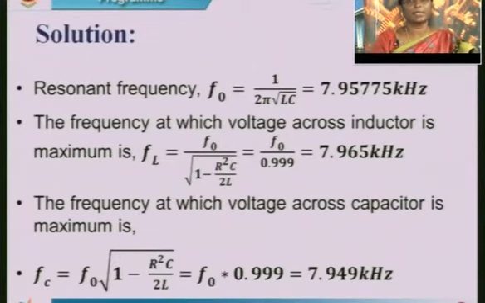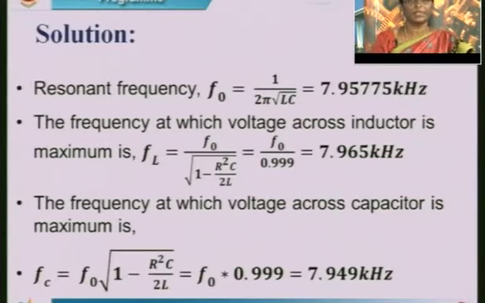It is R square C by 2L. L is 0.04, R is 25 and C is 0.01 microfarad, that is 10 power minus 6. On simplification, you get the frequency at which voltage across the inductor is maximum, that is FL, 7.965 kilohertz.